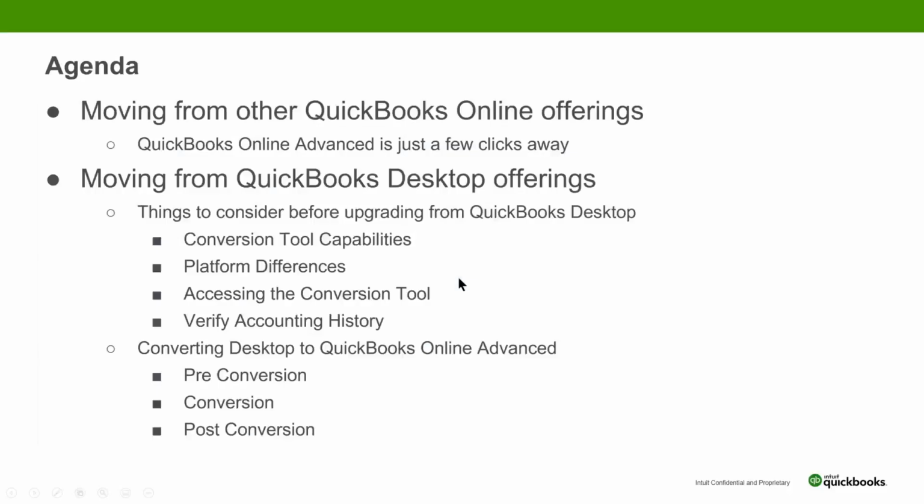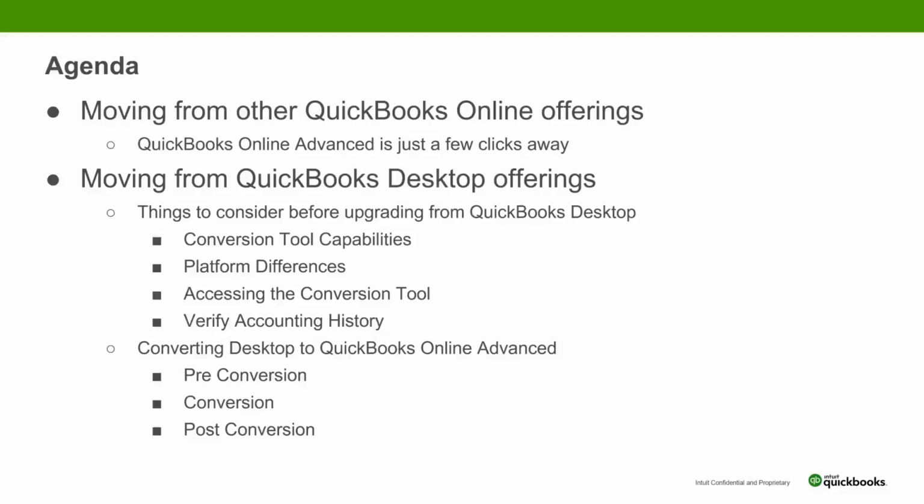And let's get right into the agenda. There are 2 ways we're going to go about this. One of them is moving from other QuickBooks Online offerings. You may have a client who's using QuickBooks Essentials, and through all your assessment, you've decided, you know what, QBO Advanced is what they need. Might be the smart reporting, might be user permissions, I don't know, but something's making you move them. And we're going to show you how to get them moved over in just a few clicks. So that's great. It's just an upgrade, and I'll show you that in a moment.